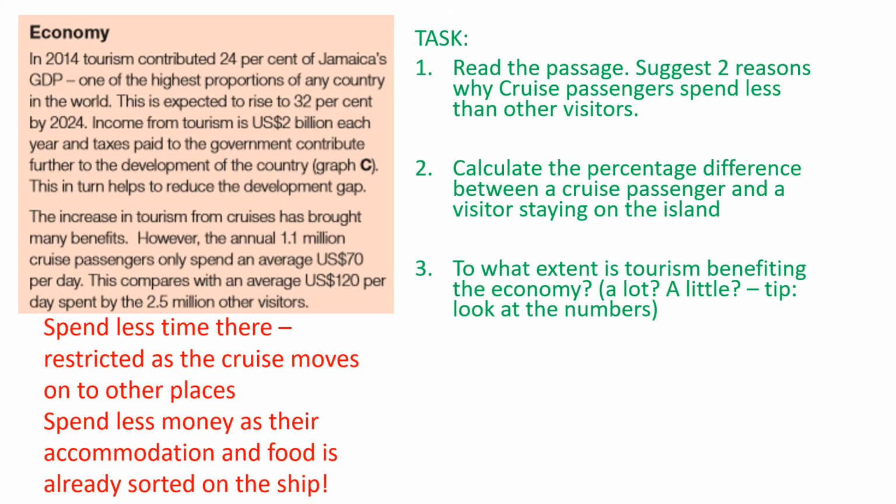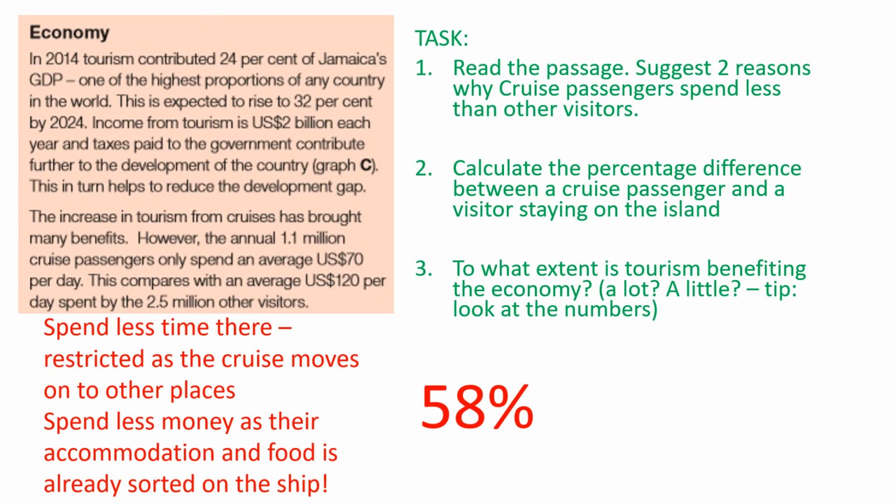So the ship itself is providing them with a lot of the stuff that they need, so therefore they don't go spending in the economy. So it's not as good for Jamaica. Number 2, the percentage was 58%. That was a straightforward calculation of 70 divided by 120 times 100 to get the percentage.